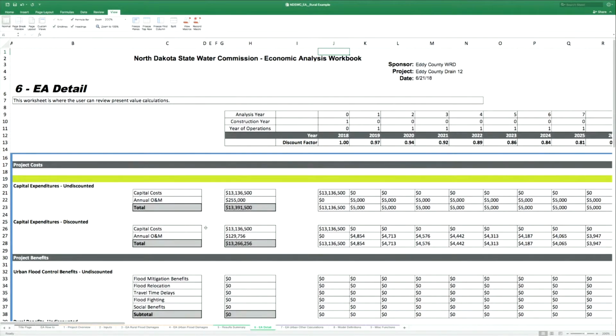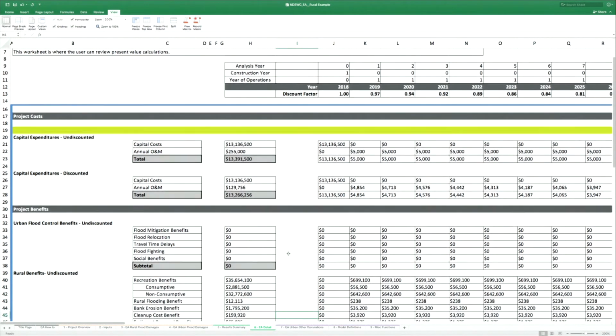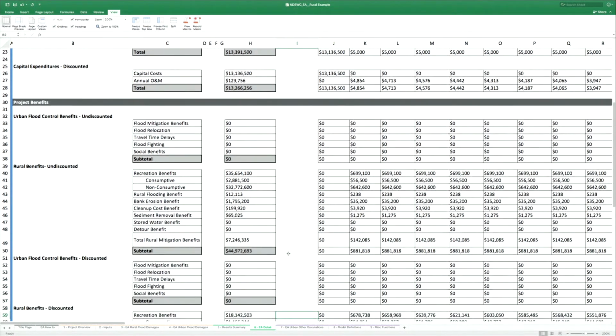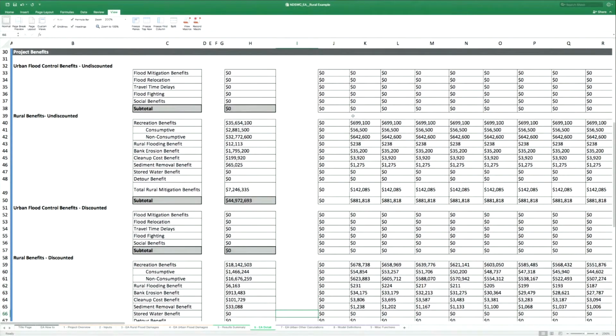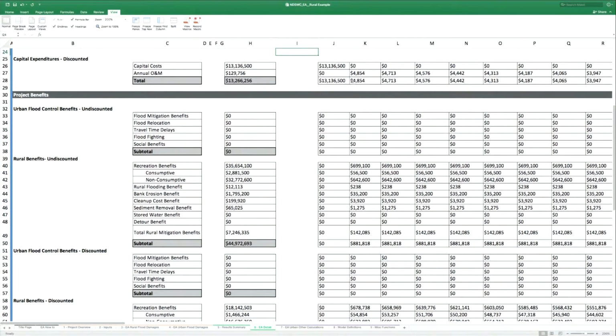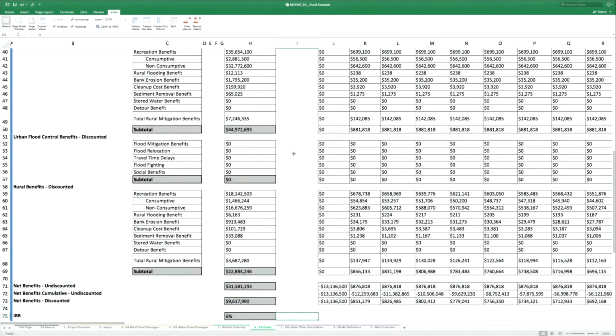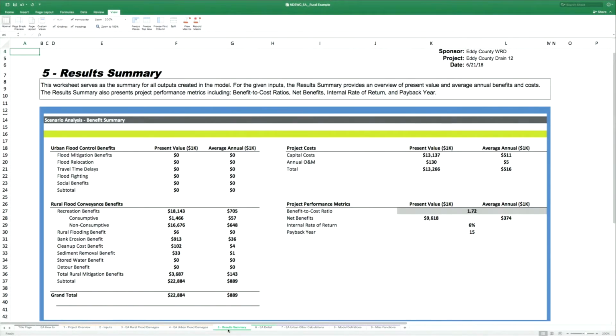So all of those average annual values are then pulled over to this worksheet, the EA detail. And under each of these categories, the model computes the damage reduction for each year. And it also has the construction costs and your annual O&M. All of these are discounted. The model sums them, and then they feed over to your results summary.